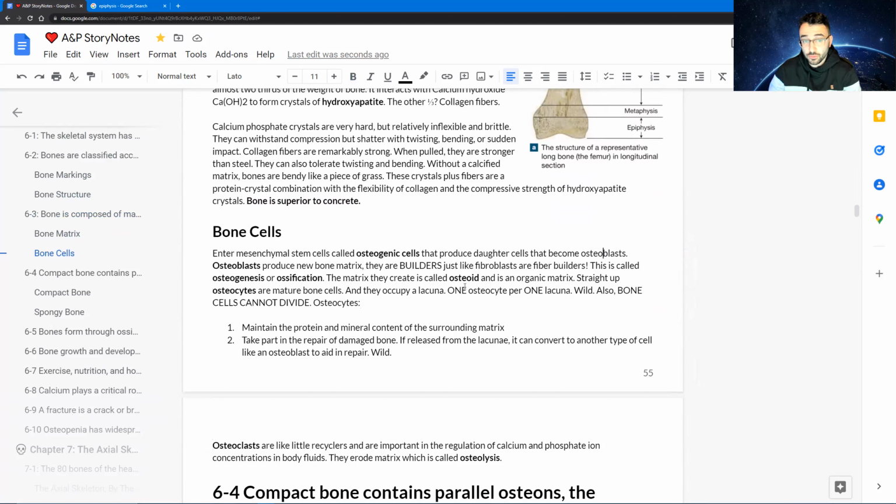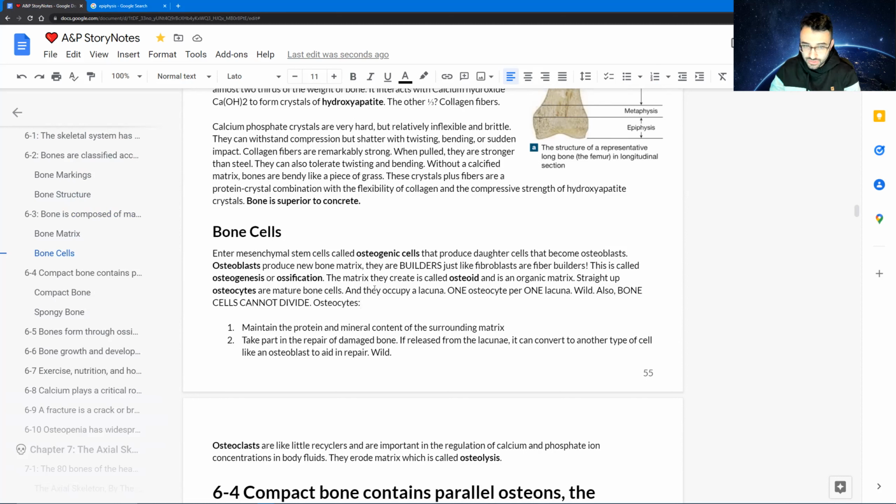They're going to produce new bone matrix. Just like fibroblasts that we learned about with connective tissue are fiber builders. Creation of new bone matrix is called osteogenesis or ossification. And the matrix they create is called osteoid and is an organic matrix. So straight up, osteocytes are mature bone cells.